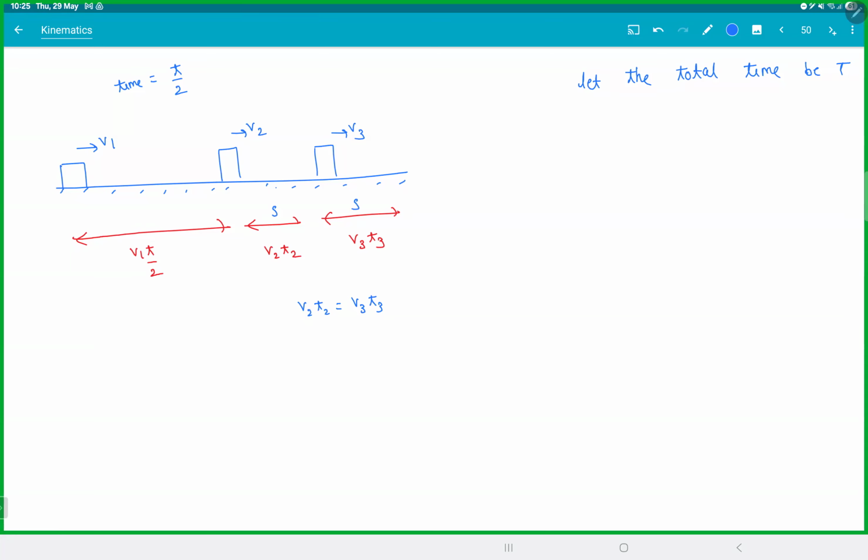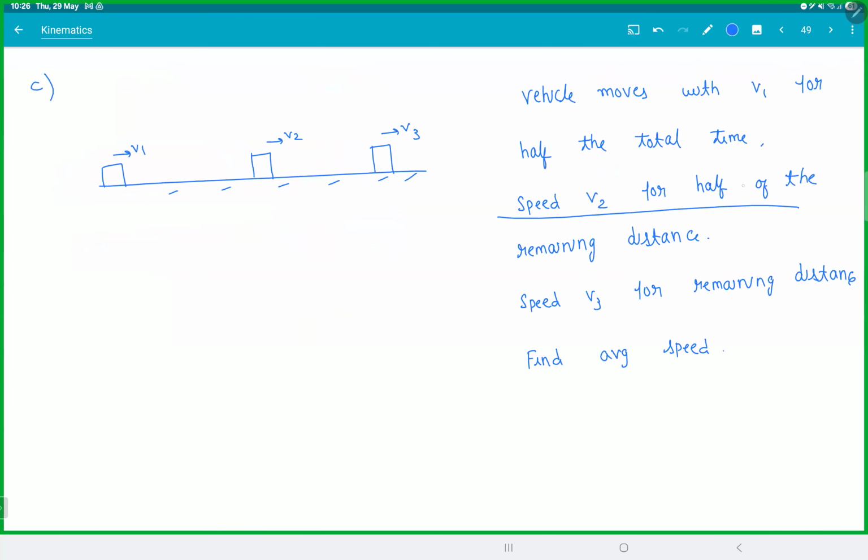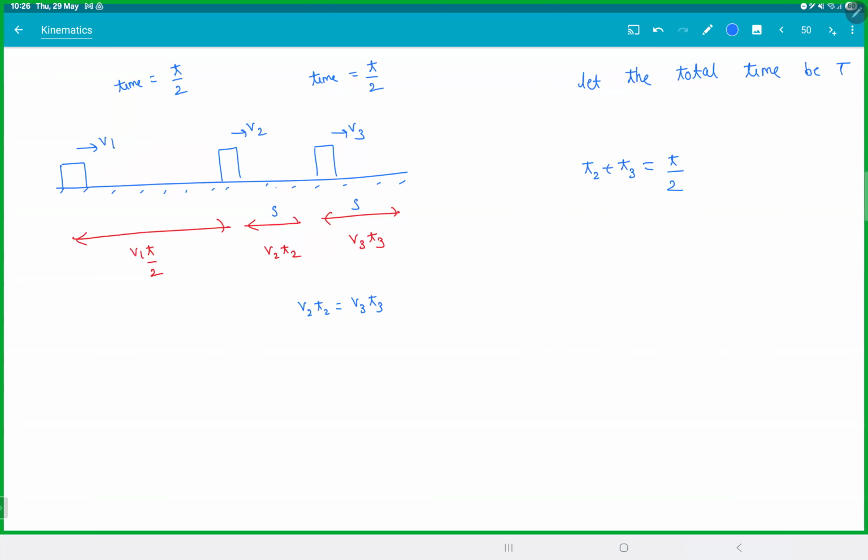So this is S, so this is also S. Agreed? And also T2 plus T3 must be T by 2, because that is the remaining half. Are you getting the points there? So the remaining half is also T by 2, which you have taken as T2 and T3. And the distance traveled is V2 T2 and V3 T3. And you said both are equal, because see now, speed V2 for half of the remaining distance. So whatever was remaining, half of it you went with V2 and the other half you went with V3. So V2 T2 is also equal to V3 T3. Got this?